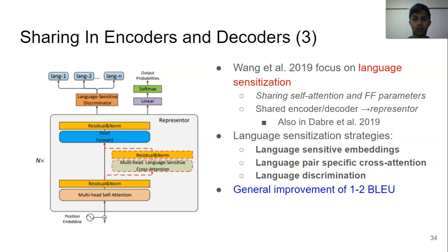Finally, there is also language discrimination, which means that by taking the output of the representer, you can pass it through a discriminator which will predict the language to which that particular representation belongs. By doing all of these three things, they found that there is a general improvement of 1 to 2 BLEU. So what this means is either you can follow Sachan et al. and determine empirically what is the optimal amount of sharing, or you could have some kind of language sensitization in order to make the model more aware of shared as well as distinct properties for different languages.